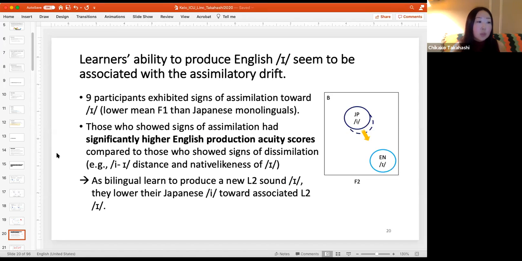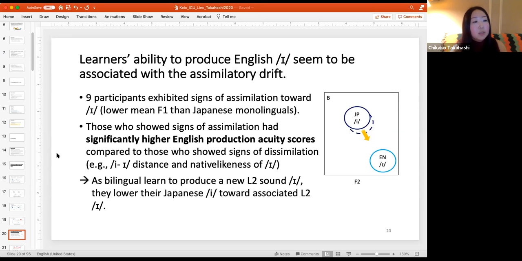So most showed signs of dissimilatory drift, so upward drift, but some showed signs of assimilatory drift, which is downward drift in this case. So when we compared those two groups, we found that bilinguals who showed signs of assimilation had significantly higher English production acuity scores compared to those who showed signs of dissimilation.